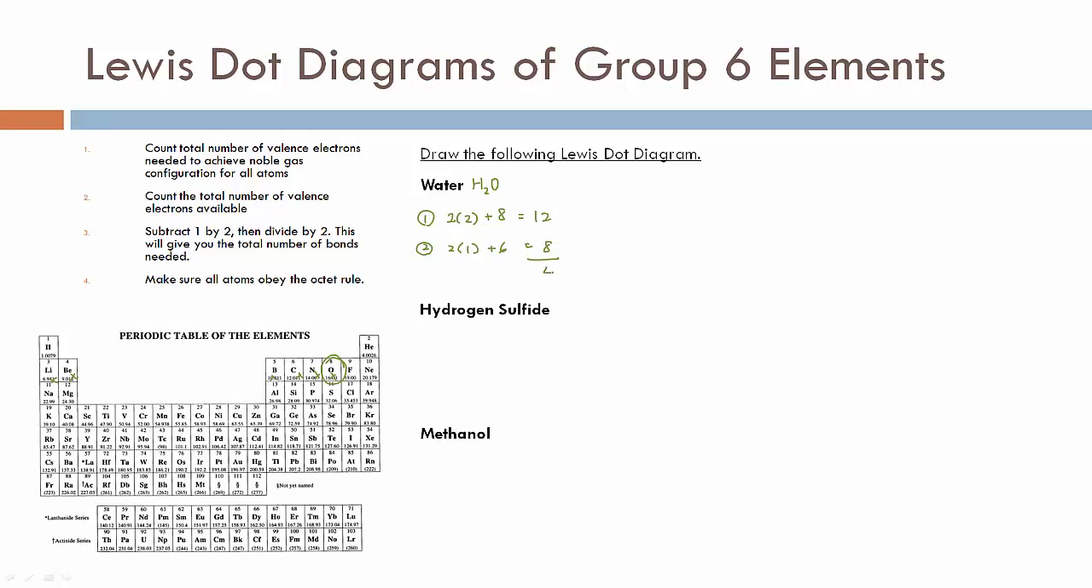12 minus 8 is 4. You divide that by 2, you get 2. So you need 2 bonds to connect all the atoms within the water molecule together. So for oxygen, draw 2 bonds to connect the hydrogens.